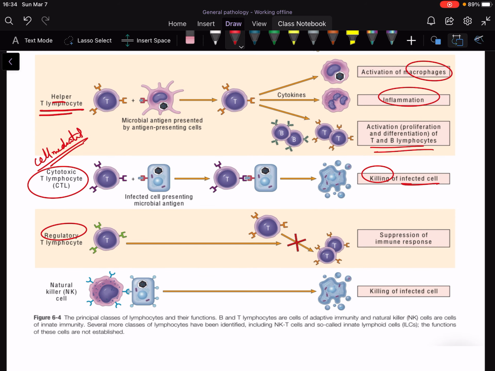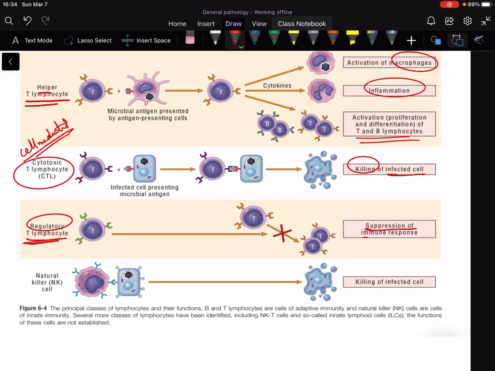And what do the regulatory T lymphocytes do? They help in suppression of immune response. This one is very important, because whenever a virus or a pathogen is attacking, the T cytotoxic cells are very toxic to the cells, and we prevent this by suppressing the immune response by T regulatory cells. And natural killer cells, no, they don't come under adaptive immunity, they come under innate immunity. But in this picture I just included it.